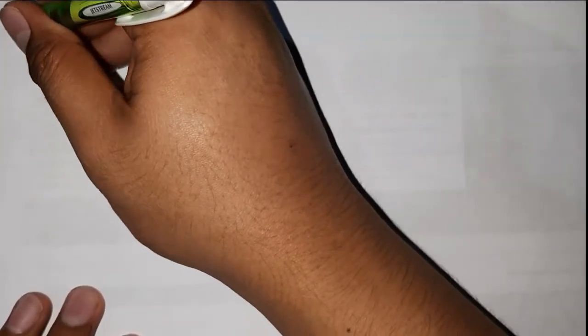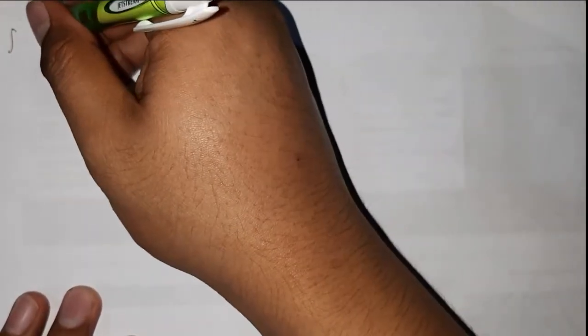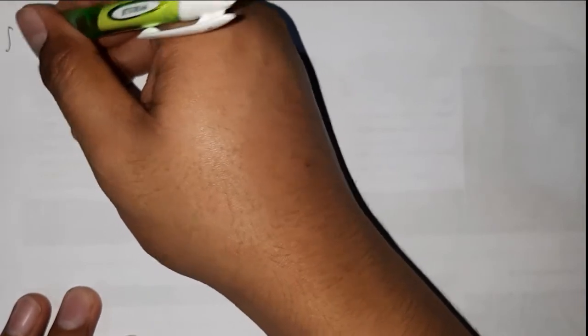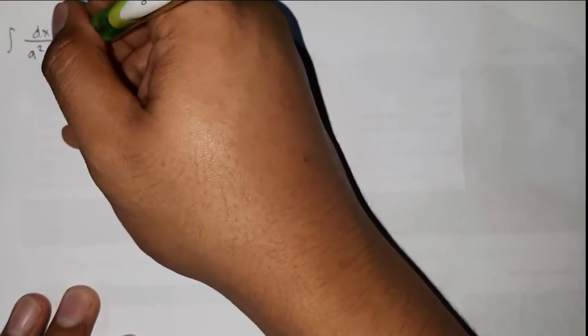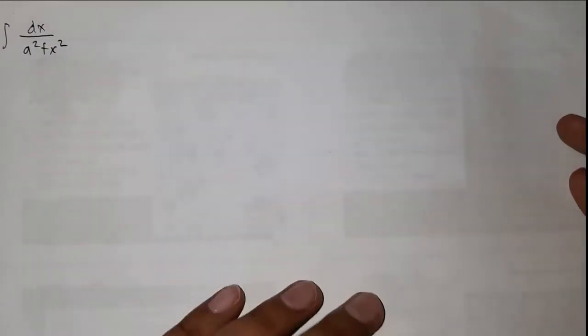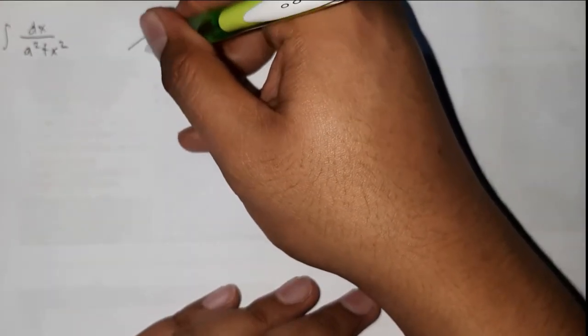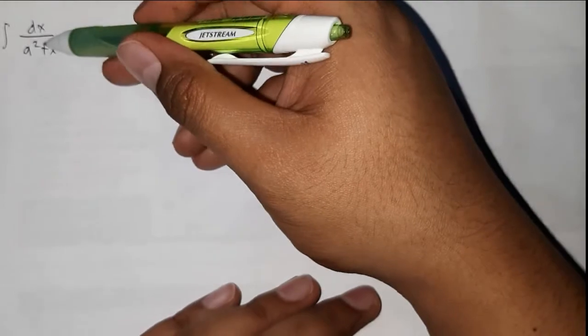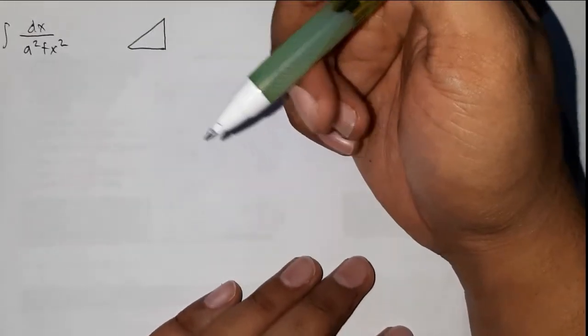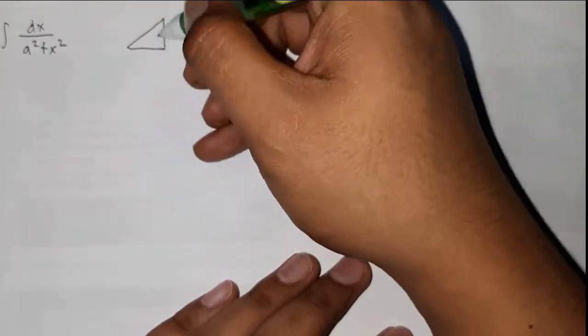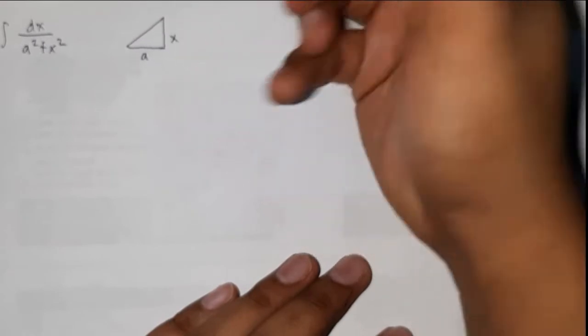Ito naman yung gamitin natin. Integral of dx over a squared plus x squared. Okay. So, balik tayo sa triangle natin. So, this time, pareho sila, naka-plus sila. Okay. So, pag naka-plus sila yung parehong leg, a and x.